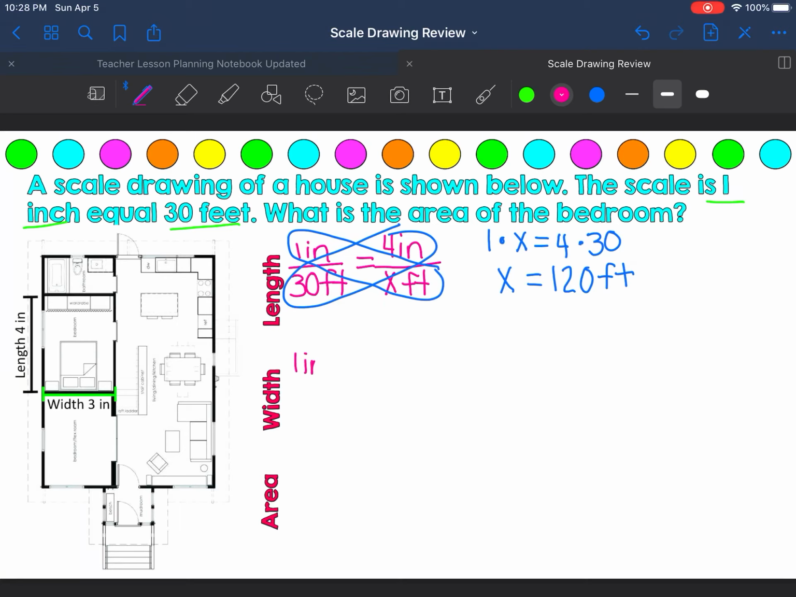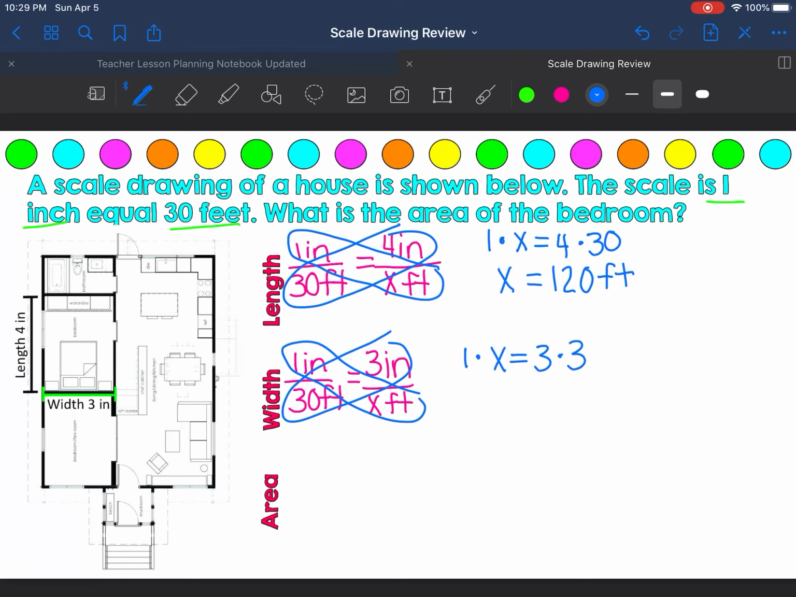So setting up my model ratio, that is 1 inch over 30 feet, equals. Now the width of this, the drawing distance, is actually 3 inches, and remember, I don't know what the actual distance is, so that's my variable x. So I'm going to cross multiply. So that's 1 times x equals 3 times 30. So now I'm just going to multiply. 1 times x is 1x, or x. 3 times 30, well, 3 times 3 is 9, and add my 0, so that's 90 feet.